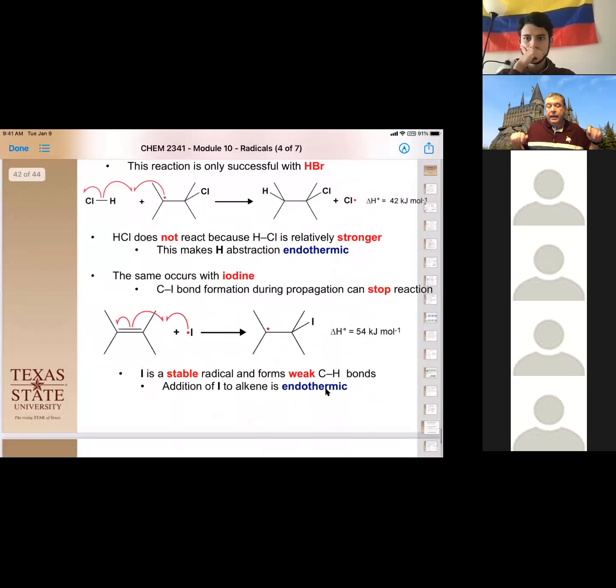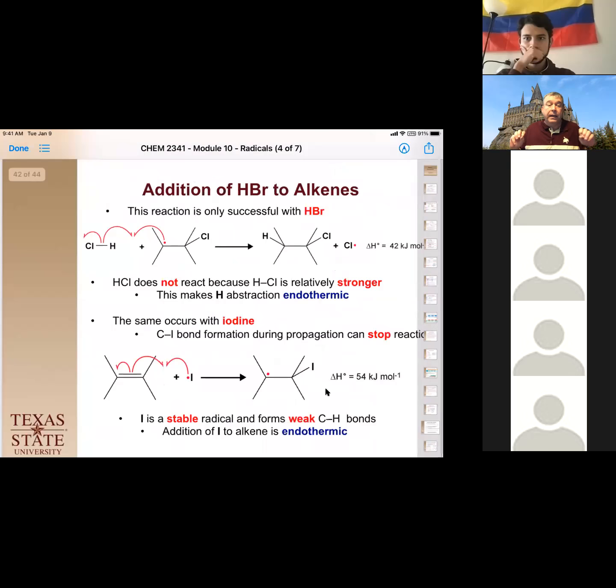Now, in the case of HCl and HI, this does not work very well. You cannot add HCl across that double bond because the abstraction of that hydrogen is endothermic, meaning you have to push a bunch of energy into it. Therefore, it's very unsuccessful with HCl, okay?